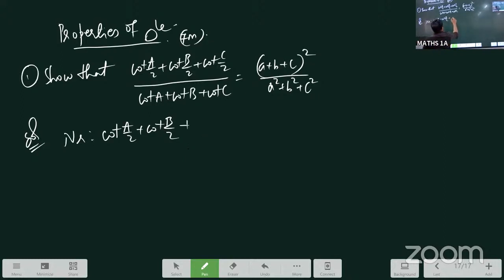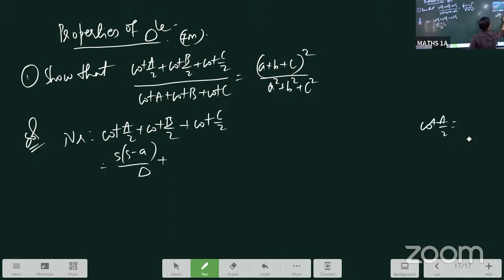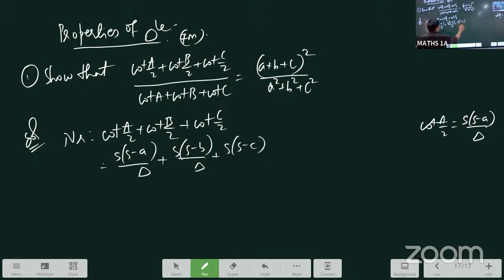So cot A by 2 plus cot B by 2 plus cot C by 2. I took the numerator separately. Cot A by 2, I am going to write it as S into S minus A by delta formula. So cot A by 2 is nothing but S into S minus A by delta. Please remember all these formulas. Then cot B by 2 will be S into S minus B by delta, and S into S minus C by delta. So delta is your common LCM.